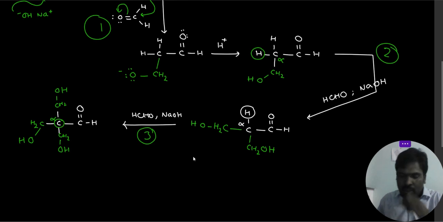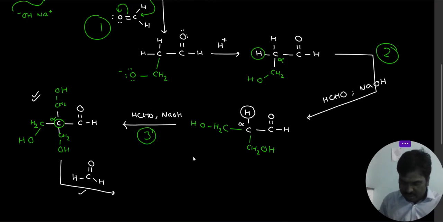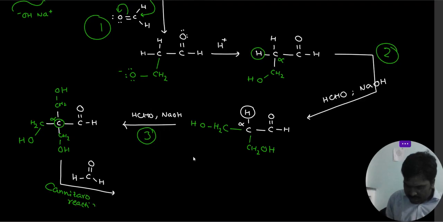That's why, if you use a fourth mole of formaldehyde, then what happens? In this molecule there is no alpha hydrogen, and here also there is no alpha hydrogen. That's why the Cannizzaro reaction takes place. Which reaction takes place? The Cannizzaro reaction. So very important, the Cannizzaro reaction takes place. This is the bulky aldehyde, this is the simple aldehyde.